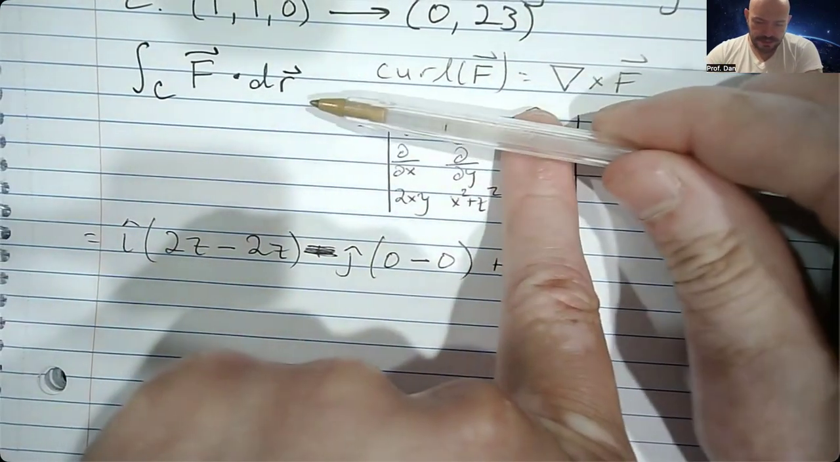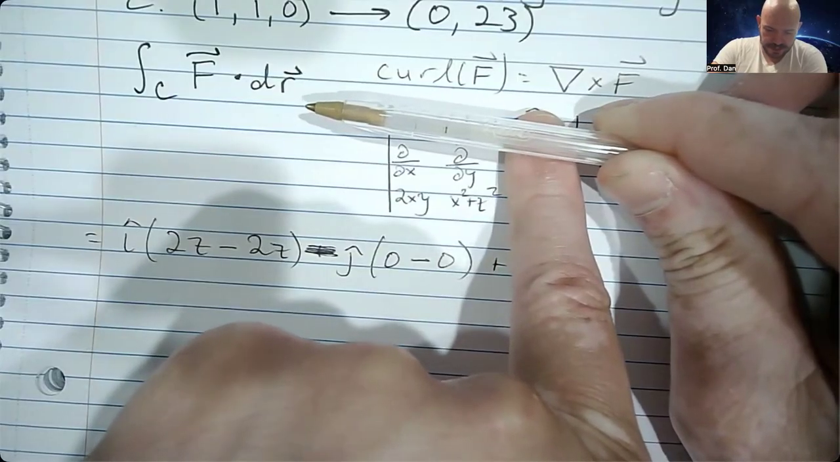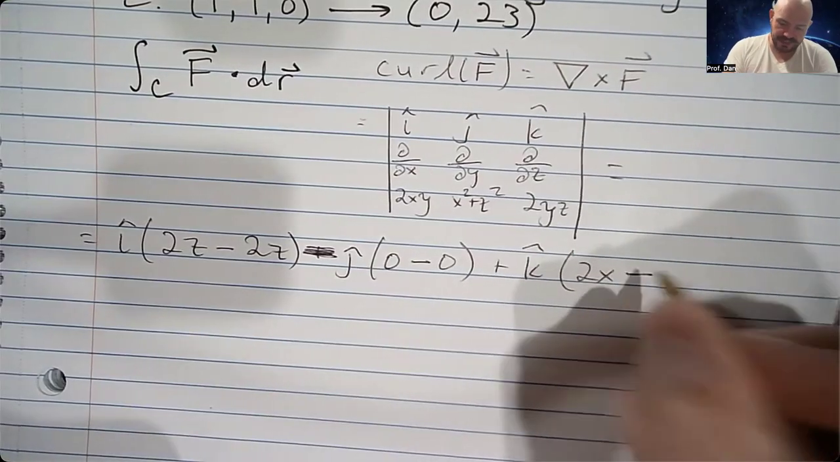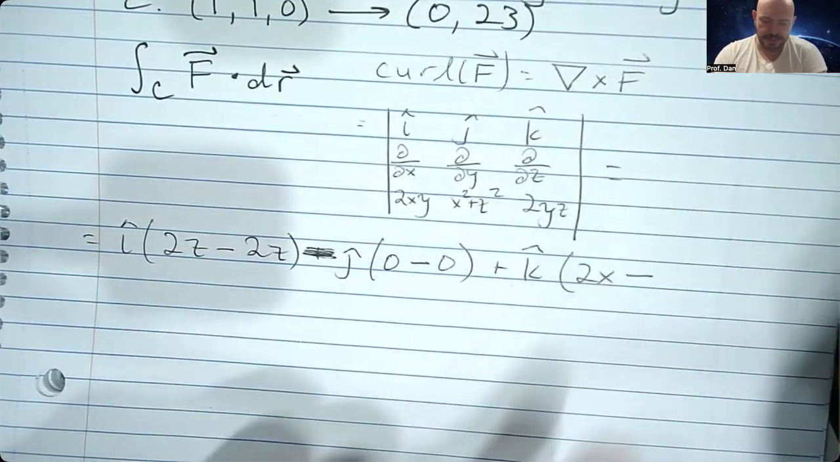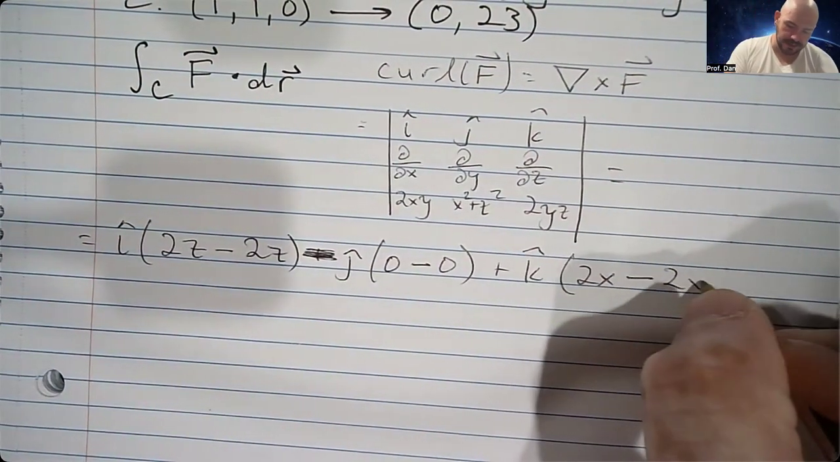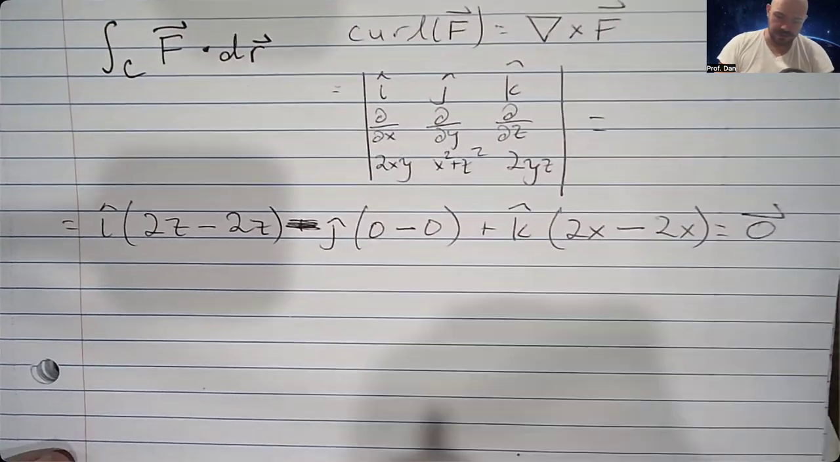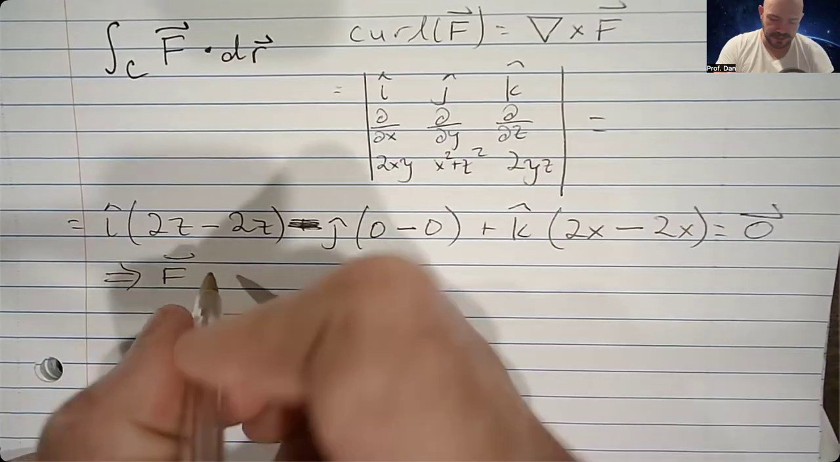With respect to k, we get the partial with respect to x of x squared plus z squared. That's going to be 2x, minus the partial with respect to y of 2xy. That's also 2x. So our curl ends up being the 0 vector. Remember, if your curl is the 0 vector, that means that F is conservative.